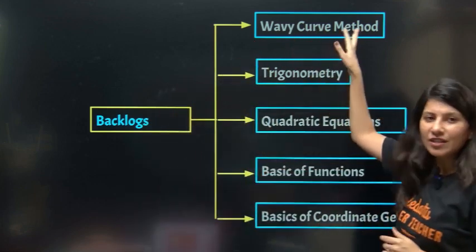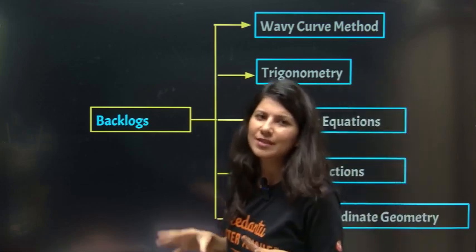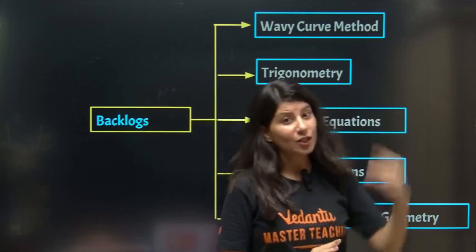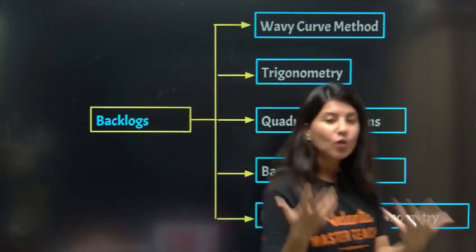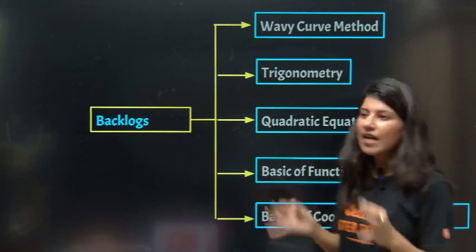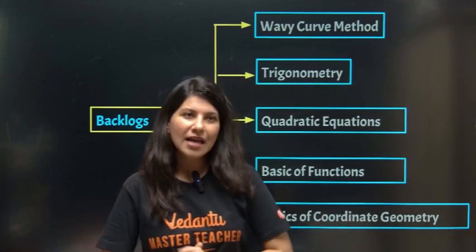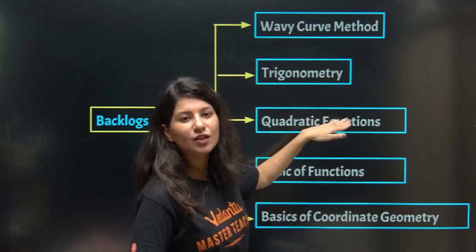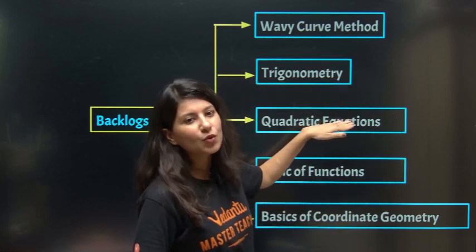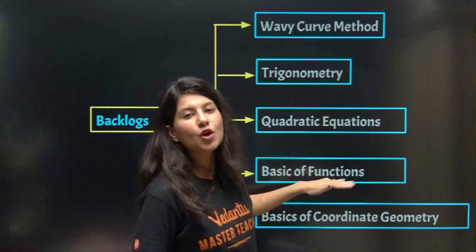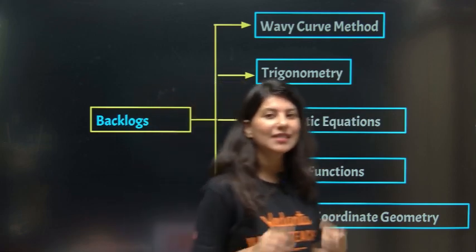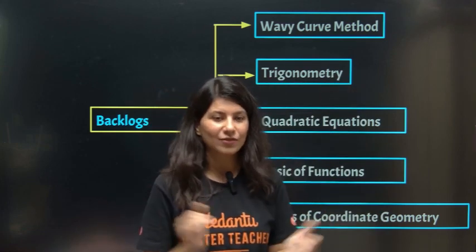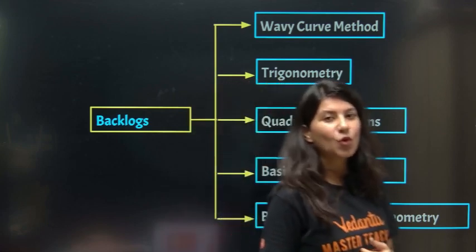Now, if you look at the wavy curve method, the approximate time duration for this particular topic will be 30 to 40 minutes. Then trigonometry and quadratic equations are both huge, vast chapters, but still we are going to cover both within 2.5 hours each, approximately 2.5 hours for trigonometry and 2.5 hours for quadratic equations. Then we are going to talk about basics of function, wherein we are going to discuss domain, range, basic graphs, okay? And then we are going to cover basics of coordinate geometry.